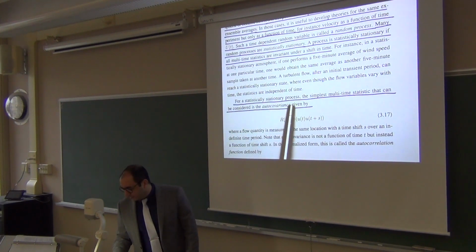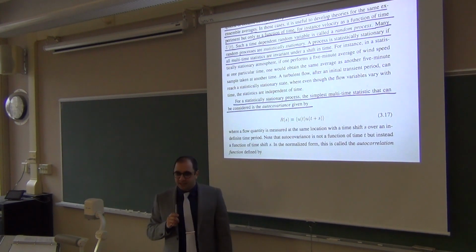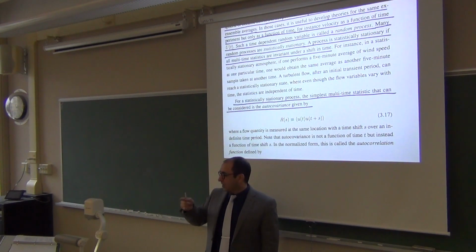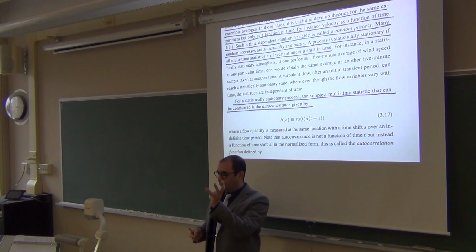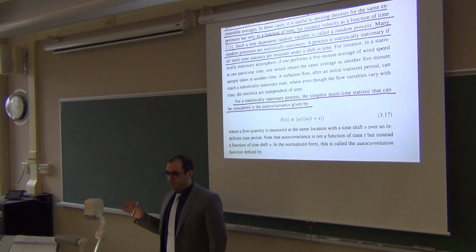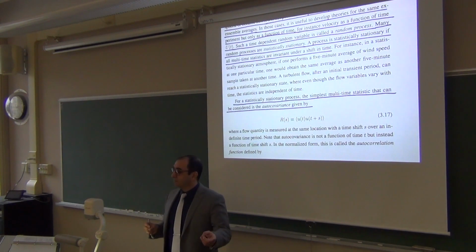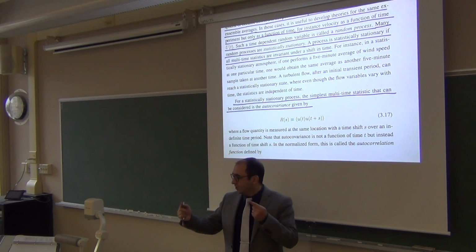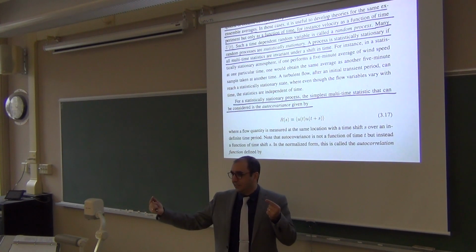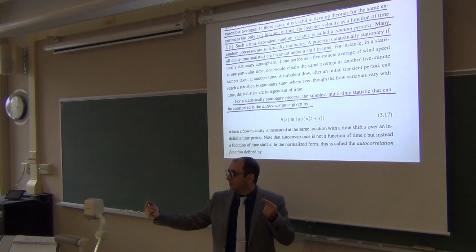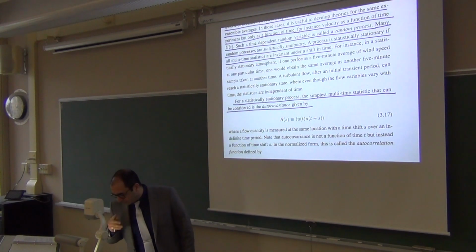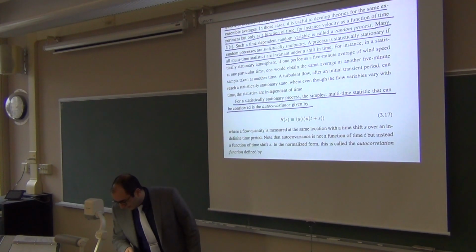For a statistically stationary process, the simplest multi-time statistic, I say multi-time because the measurements are happening at different times. I put a sensor here, it measures something at different times. It's a multi-time measurement. I could have some other possibilities, like multi-space, single-time measurement. For example, I could measure velocity at 2 points simultaneously. This is not a multi-time measurement. It's a single-time multi-space measurement. But now we're talking about multi-time measurements at the same location.